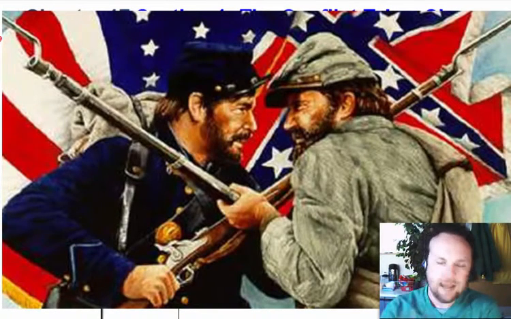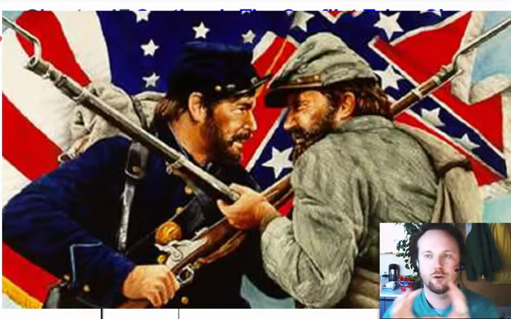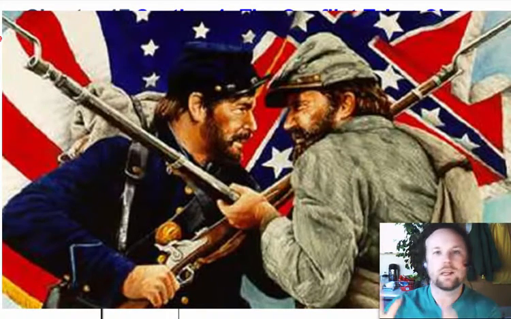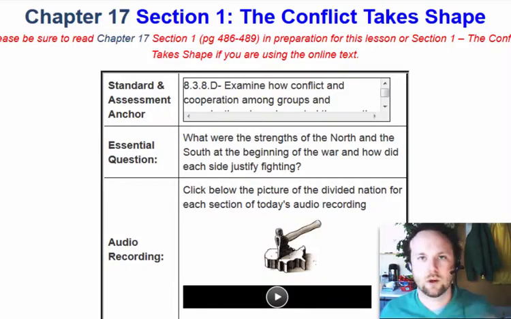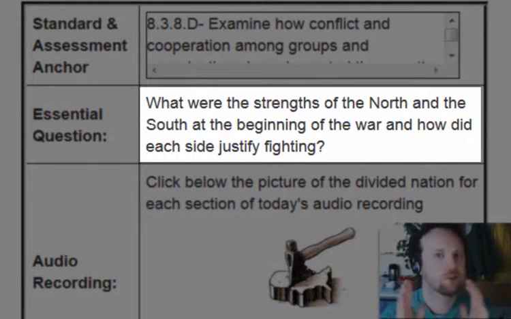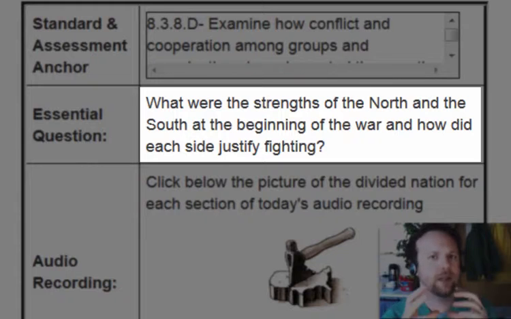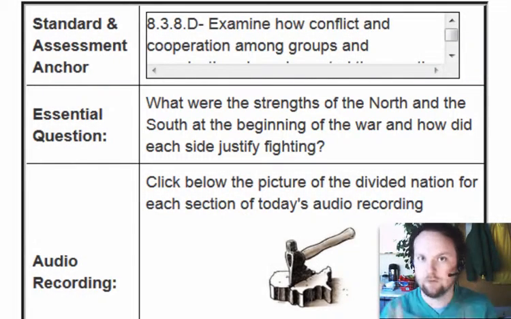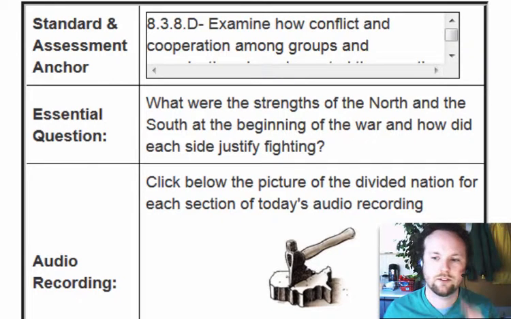So as we go through today's lesson, we're not going to look really at the battles per se, but we're going to talk about the strengths of the North and the strengths of the South at the beginning of the conflict, and how each side really justified why they were fighting and what they were fighting for. Like any conflict, each side has its own strengths and weaknesses, so today we're going to be looking at the strengths and weaknesses of the North as well as the strengths and weaknesses of the South.